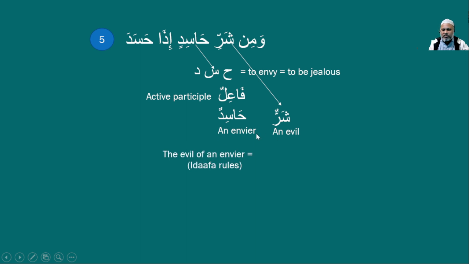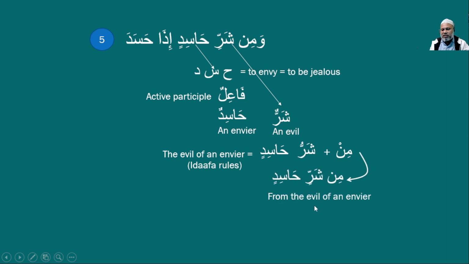Now with these two, an evil and an envier, we can make this phrase: the evil of an envier. It will be sharru hasidin. Now put min, it will be min sharri hasidin, from the evil of an envier. Now the last part is hasada. The hasada has the same root letters as hasidin.